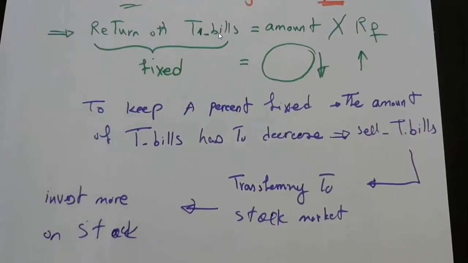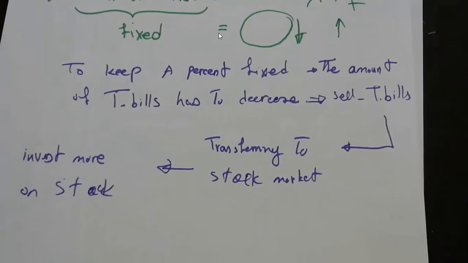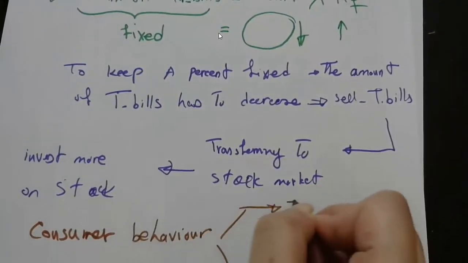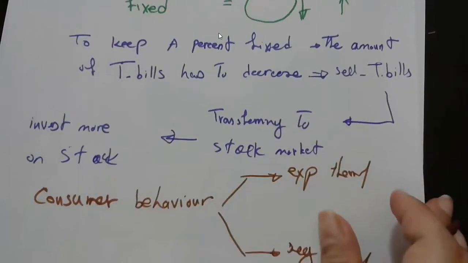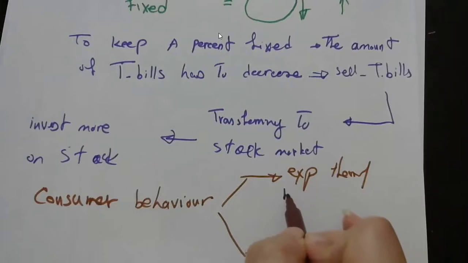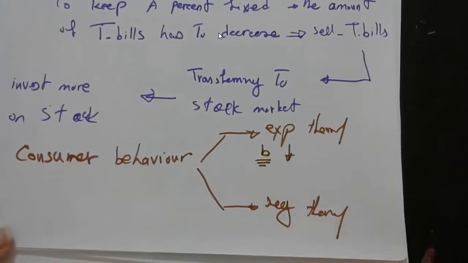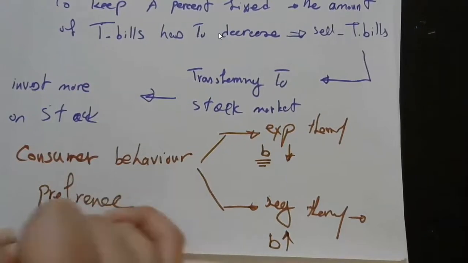So now what is the answer for this question? The final answer was that the amount of the stock in the portfolio can increase or can decrease. So it depends on consumer behavior. So again, consumer behavior is appearing here, whether this consumer wants to follow the expectation theory or the segmented market theory. If it is the expectation theory, they can easily replace. So the amount of the stock in the portfolio, you remember we show it with B, is decreasing. Or the person might follow segmented market theory. If the person is following segmented market theory, the amount of the stock in the portfolio is going to increase. So it all depends on the preference of the people.